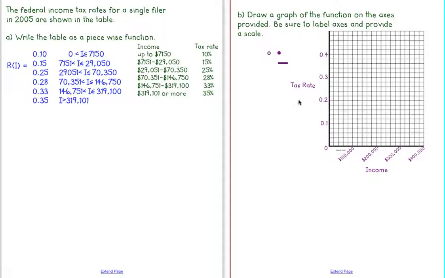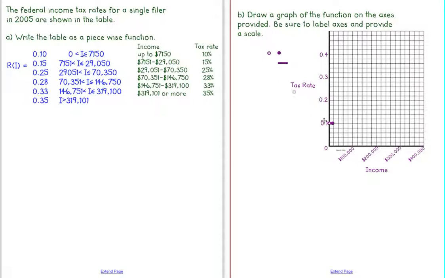So starting here with $0, you are going to have a 10% tax rate. So I would start here, and that's going to continue up to this 7150. Now, I think I've got this broken up so that each one of these little tick marks is 20,000. So, I mean, that's barely going to be seen on the graph. They're going to be so close together, you don't even need a line between the two.